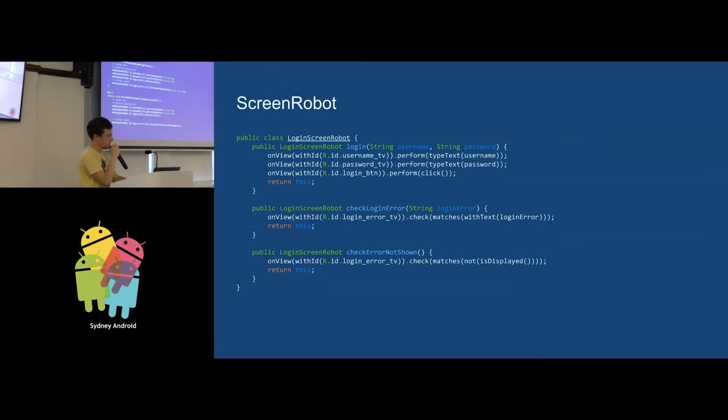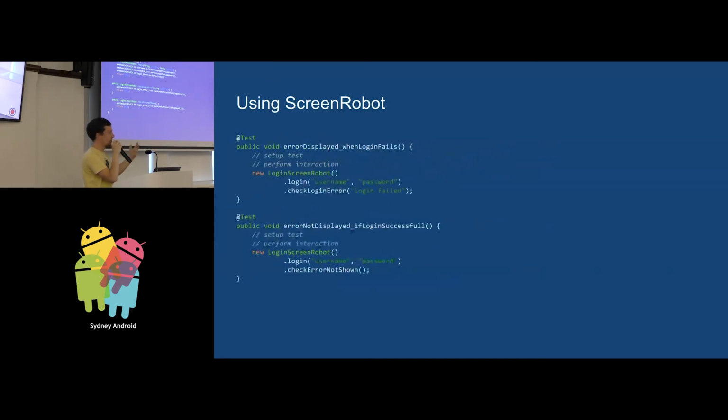So a pattern to apply is called a screen robot, which is nothing new. There's no library that you need to use. You can roll your own, or you can use a third-party library if you want. But basically, your screen robot is a way to abstract away certain interactions or flows or scenarios or just helper methods to actually implement your different scenarios. So for our case, we had the repetition of inputting the username and password, and then pressing the login button, and then we had duplicate code for testing what's going to be displayed in the text view when login fails or when the login is successful.